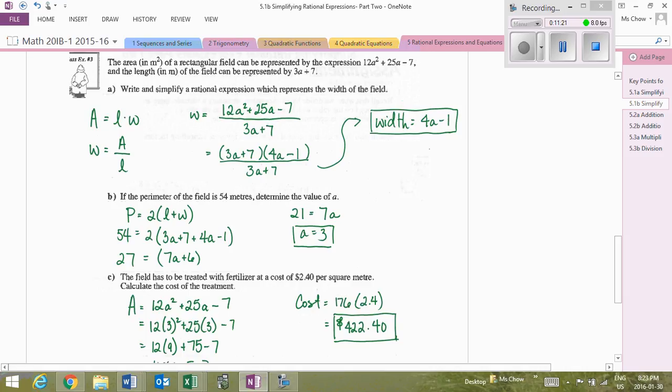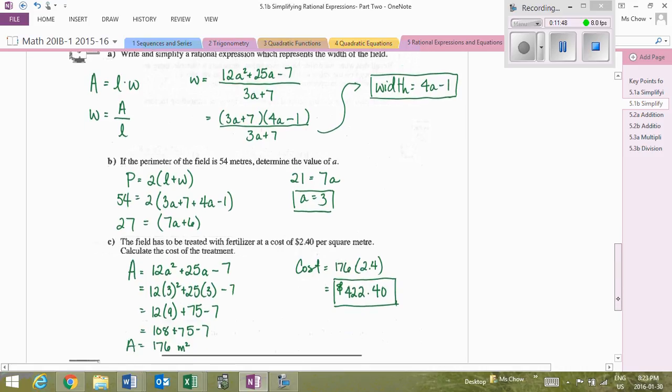For a perimeter, we know perimeter can be represented in lots of ways: length plus width, or 2 length plus 2 width, or 2 times length plus width. And so I've chosen 2 times length plus width, and so that way I could divide the 2 out right away. So 27 then is equal to 7a plus 6, and simplifying that, a is of course then 3.